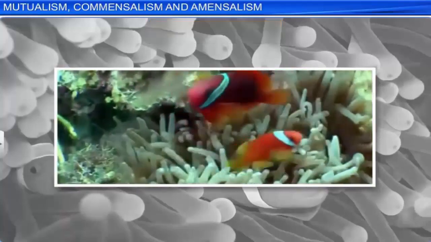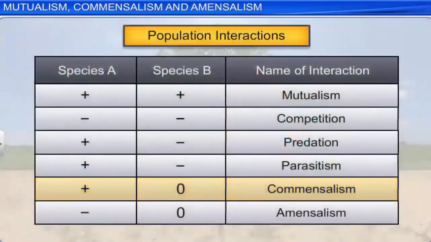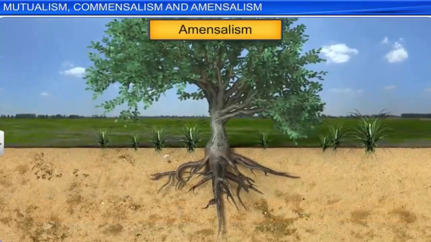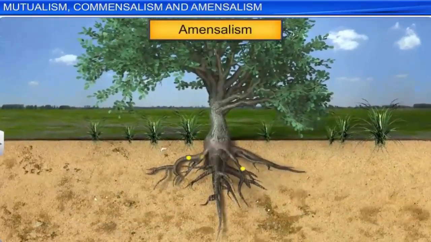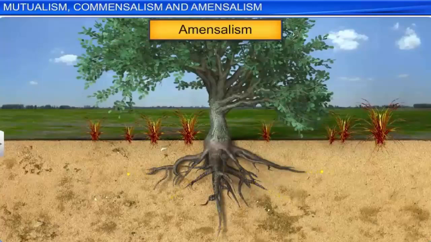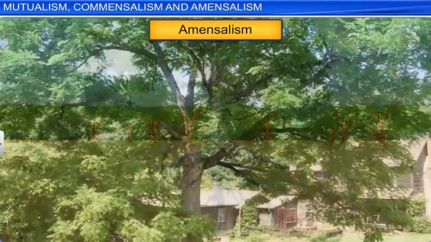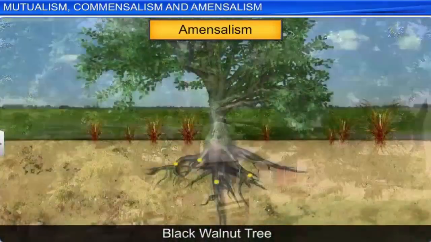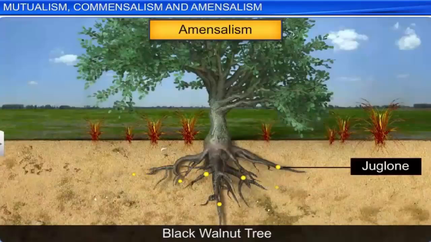Apart from commensalism and mutualism, amensalism is another interspecific interaction seen in nature. In this interaction, one species is harmed and the other remains unaffected. Usually in this type of interaction, an organism oozes a chemical compound which is detrimental to another organism. For example, the black walnut tree exudes a substance called juglone into the soil, which damages the roots of neighboring plants, thereby preventing other plants from growing nearby.